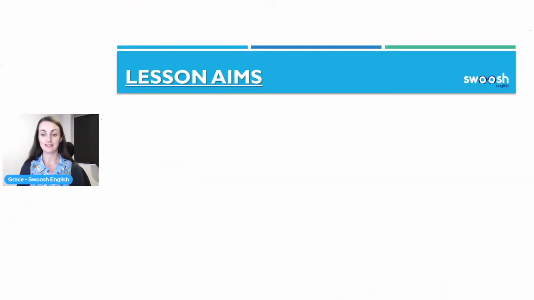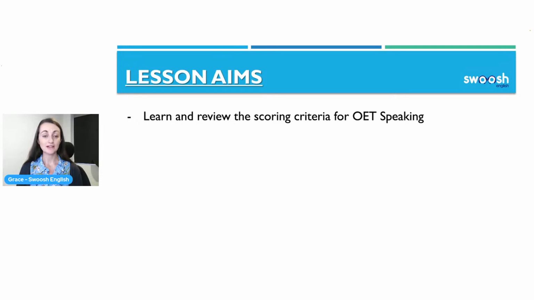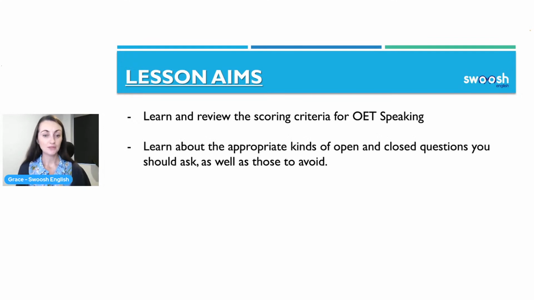Okay, everybody. Now I'm going to show you what we've got planned for the session today. So let me share our lesson aims. Okay. So we are going to learn and review the scoring criteria for OET speaking. We will learn about the appropriate kinds of open and closed questions that you should ask, as well as those to avoid. So some very useful tips coming up about that.